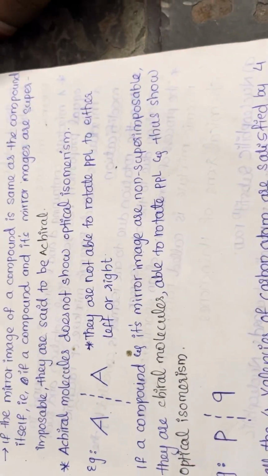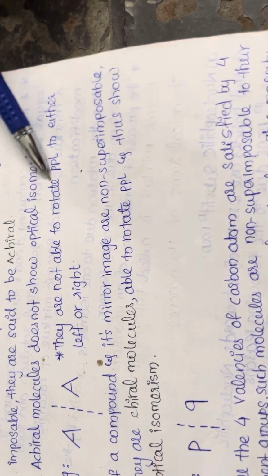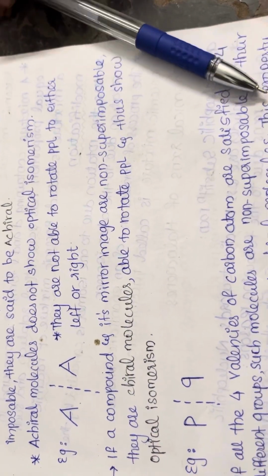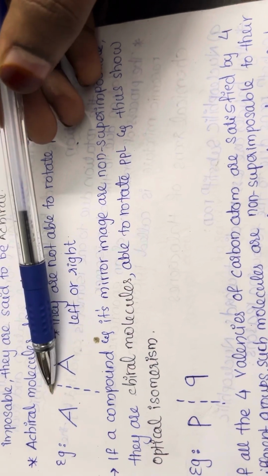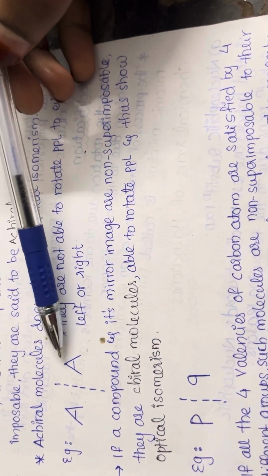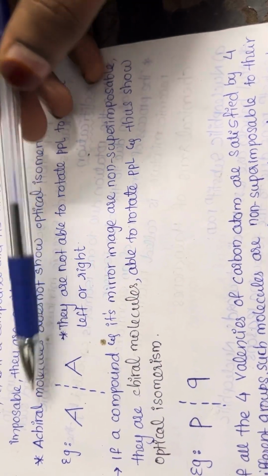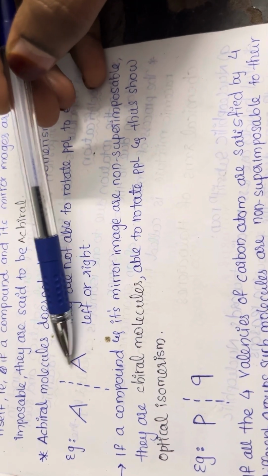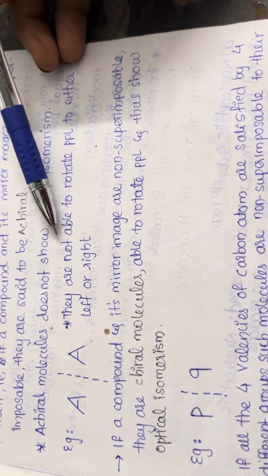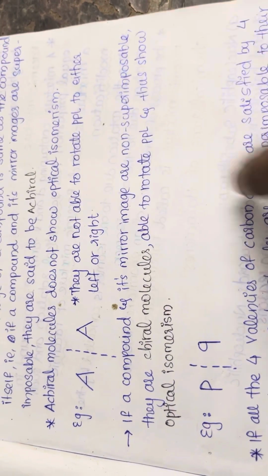Achiral molecules do not show optical isomerism. That means achiral compounds will not be able to rotate plane polarized light to either left or right. Now, what are achiral molecules? If the mirror image of a substance is superimposable on it, they are called achiral, and thus they will be optically inactive and cannot show optical isomerism.